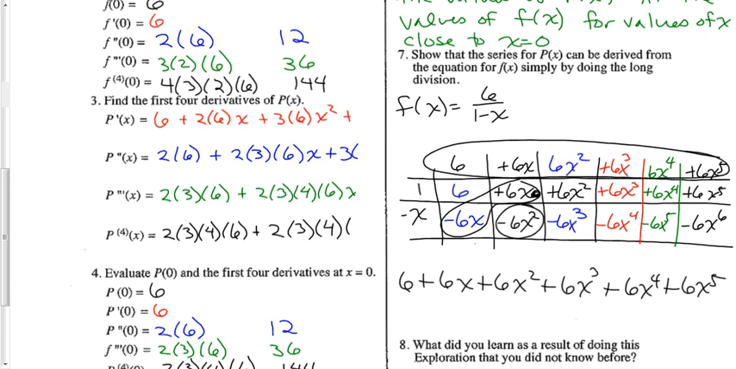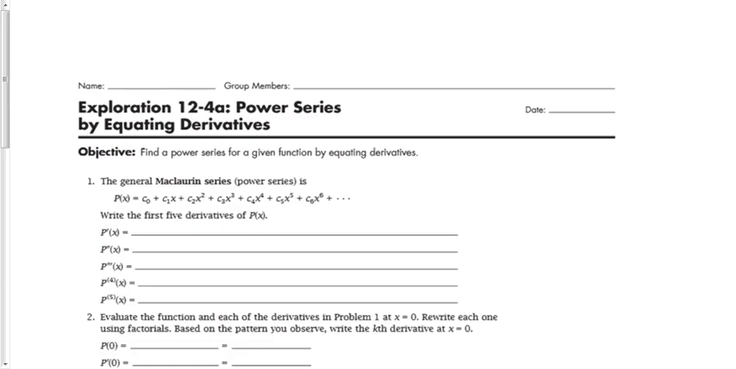So moving on to the next page, Exploration 12-4A. We're also working with power series again, and a power series is going to match a function as best it can around a certain x value. And right here, number 1, we have the general Maclaurin series, and this is how it looks when we have any power series. It's going to be a constant plus some constant times x plus some constant times x squared, some constant x cubed, x to the fourth, x to the fifth, etc., continuing on infinitely.